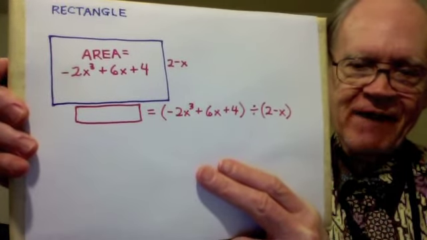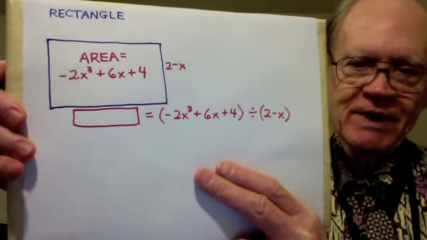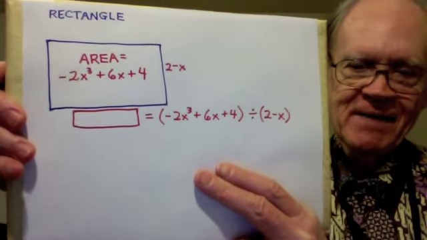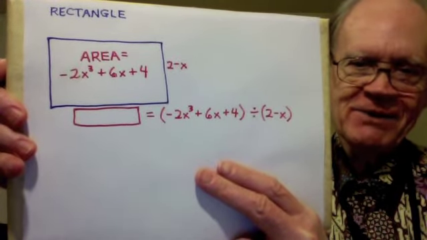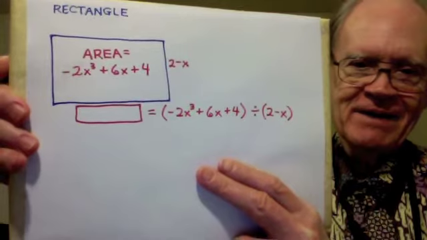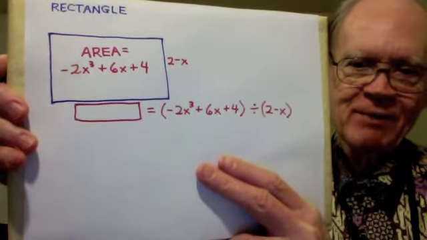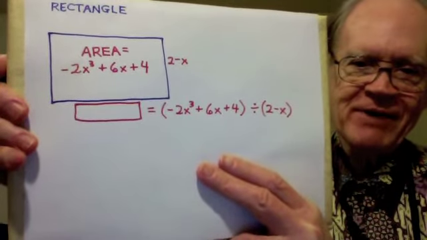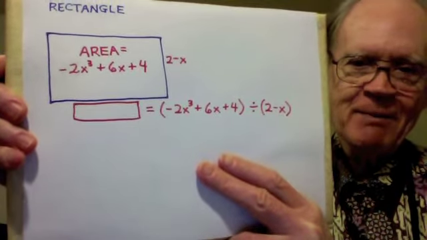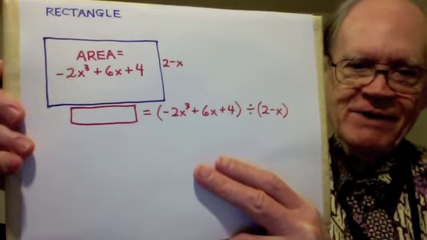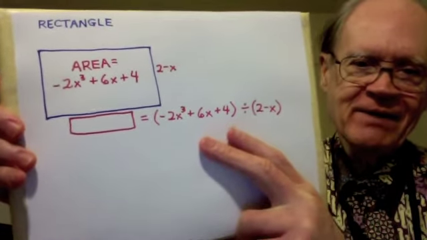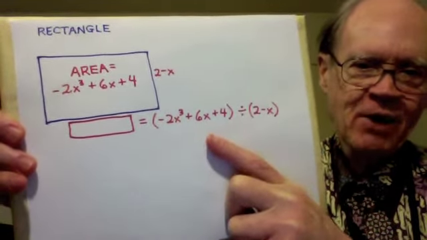Well, I wish that divisor would be x minus 2 instead of 2 minus x, because if it were x minus 2, I could use a neat and concise method called synthetic division, which I'll show you in just a moment. Well, we can make the divisor x minus 2, that's the exact opposite of this divisor, if we make this dividend its exact opposite also.